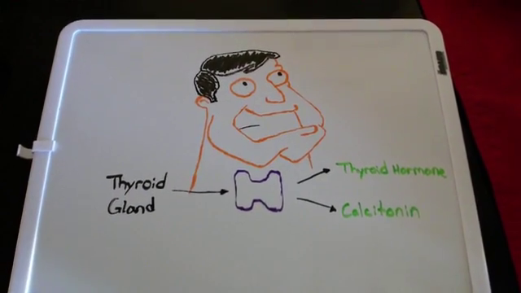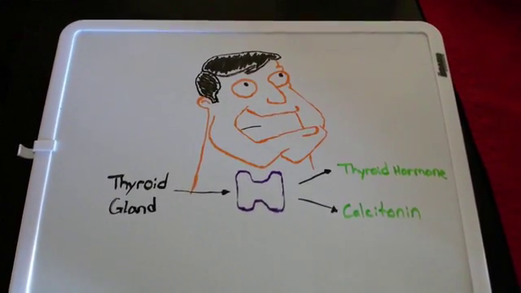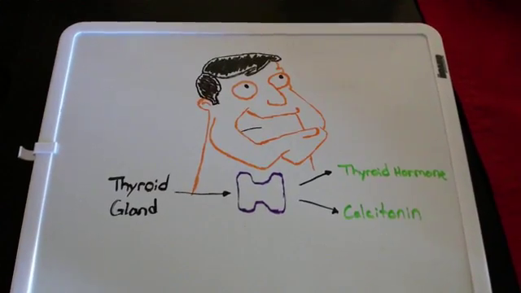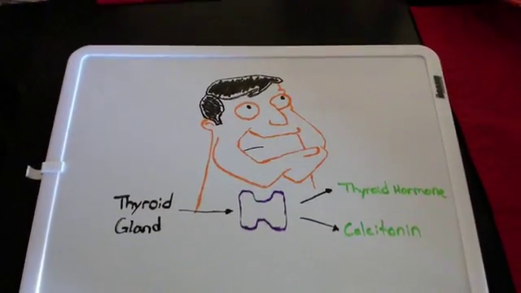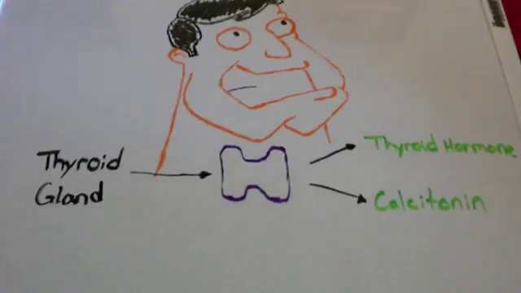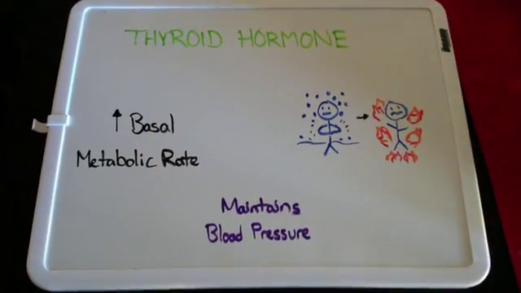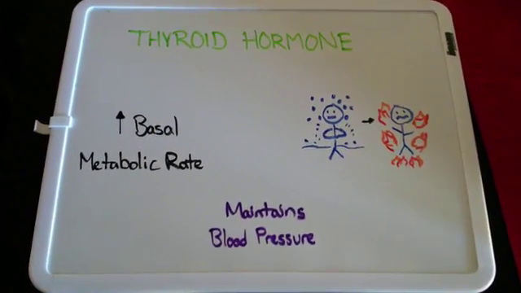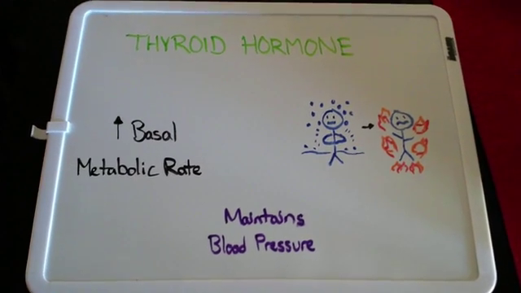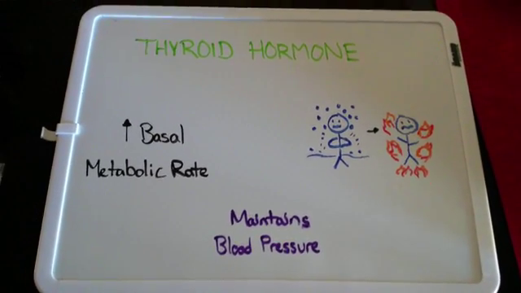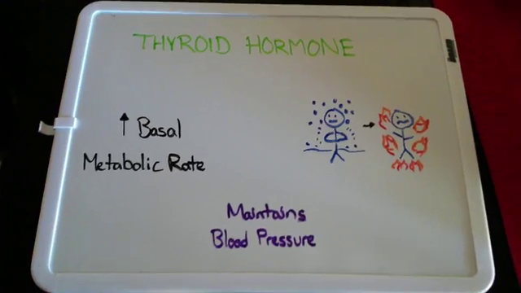The thyroid gland lies below the Adam's apple and secretes both thyroid hormone and calcitonin. The thyroid hormone increases basal metabolic rate, maintains both blood pressure and body temperature, and burns fat.